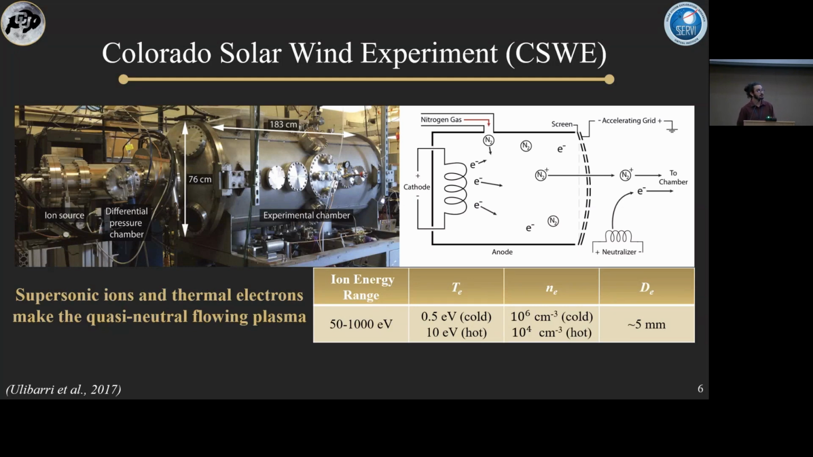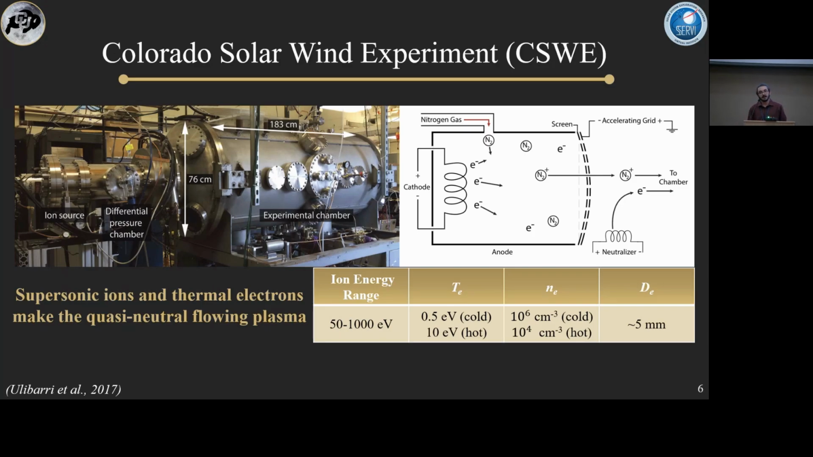this experiment in the Colorado Solar Wind Experiment, or the CSWE machine. It's a very large ion beam device that allows us to put large experiments inside of there and run multiple tests. Essentially it works by inputting nitrogen or argon gas into an ion source where a hot cathode emits thermionic electrons and ionizes the gas.